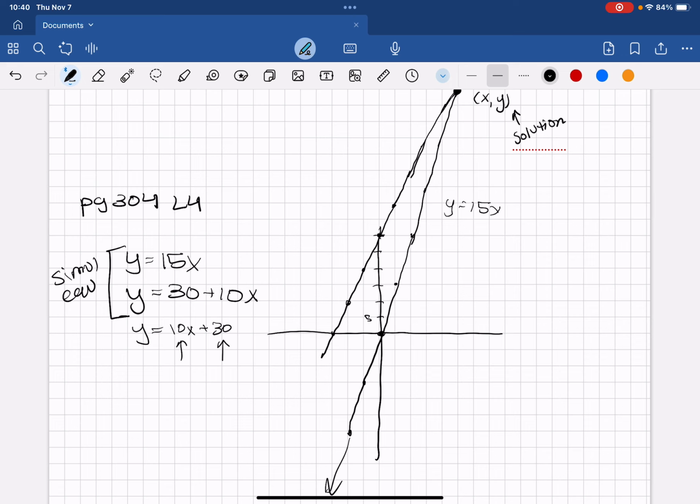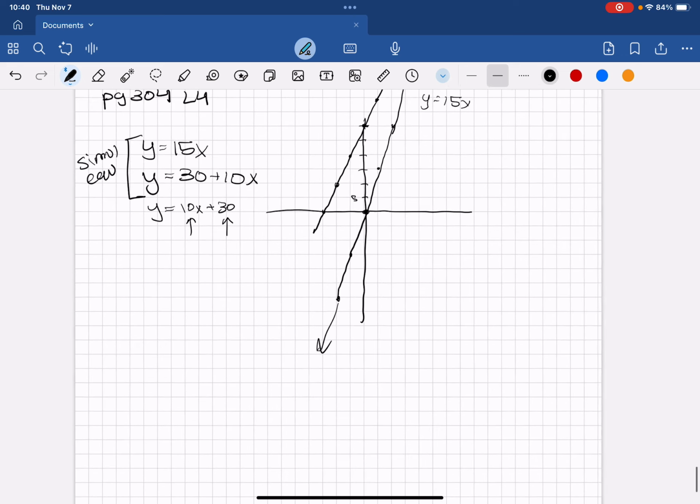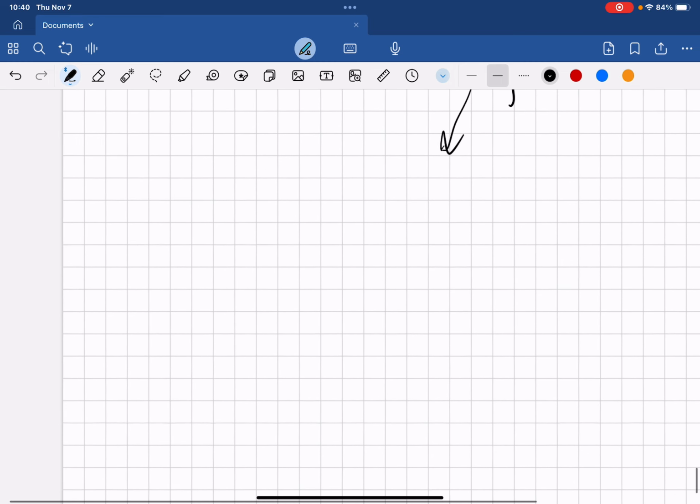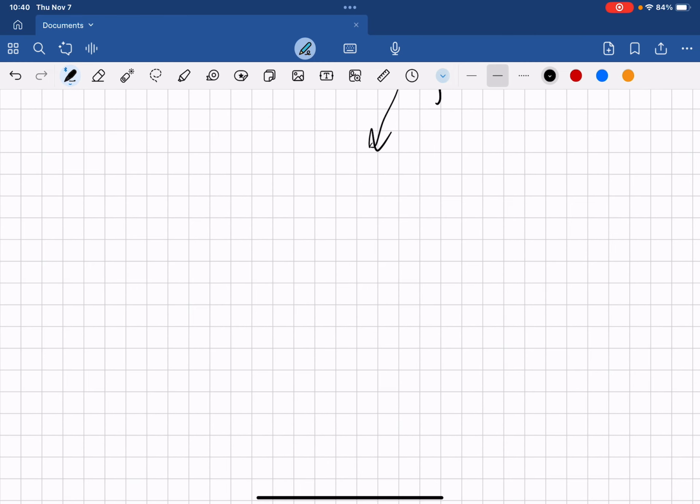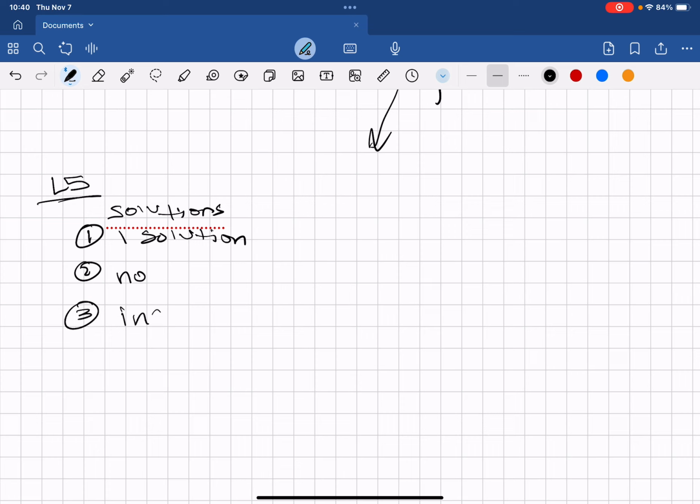Okay, lesson 5, we start talking about inconsistent and equivalent equations. There are 3 types of simultaneous equations, classified by their solutions. We can have one solution, we can have no solutions, or we can have infinite solutions.